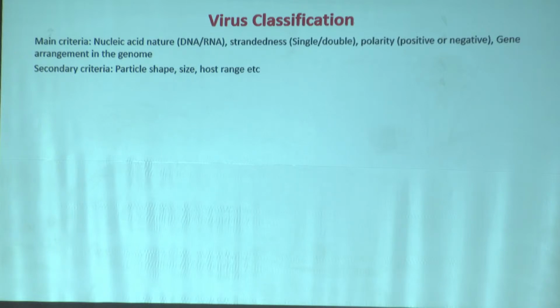So the main criteria for classification is mainly based on composition: whether the nucleic acid is DNA or RNA, whether it is single stranded or double stranded, whether it is positive or negative, and the gene arrangement in the viral genome. These things are taken into account when we classify the virus groups. The primary criteria is only the genome. So identification depends upon the genome of the viruses, the study of the genomics of the virus.